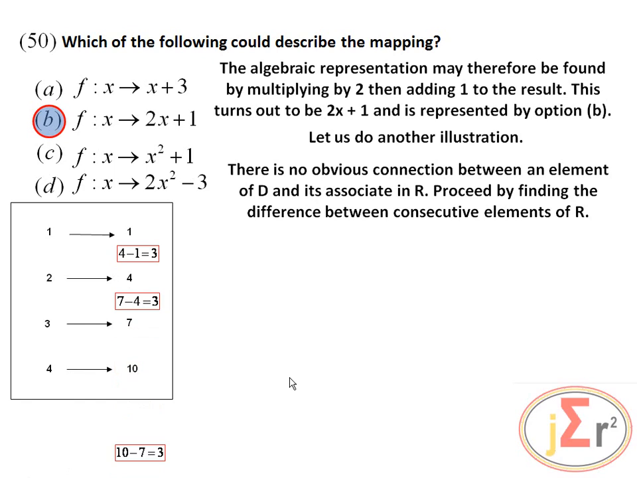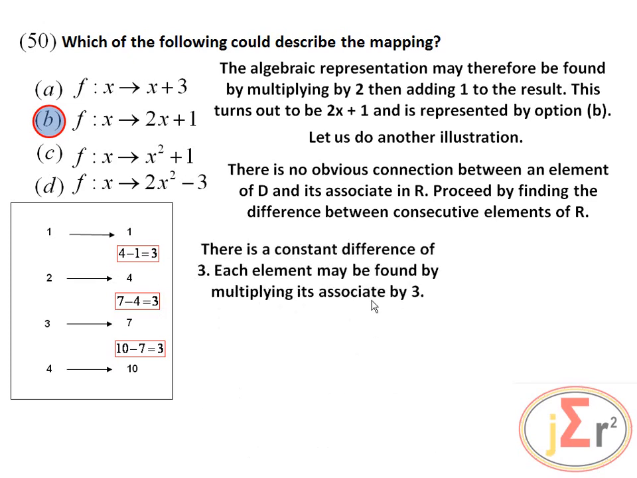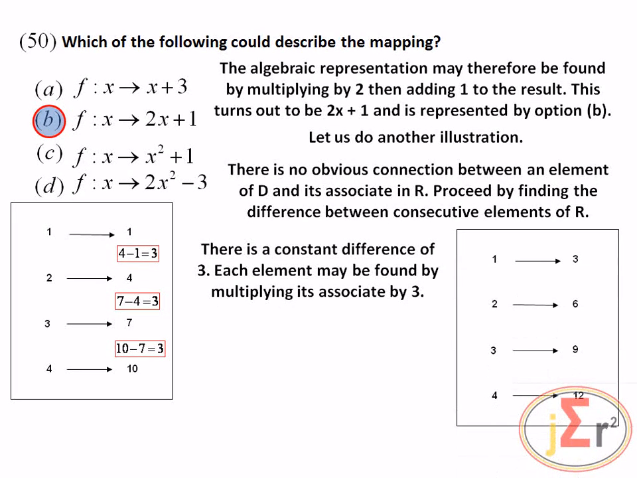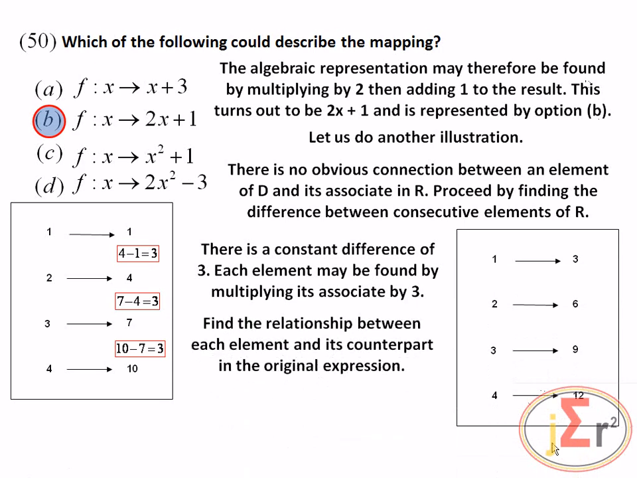So we find the difference. And when we find the difference, it is 3. What do we say if the difference is 3? We say that the difference being 3 tells us that it has something to do with multiplication by 3. There's a constant difference of 3. Each element may be found by multiplying its associate by 3. Like what we have right here. But after doing that, what follows? Because by multiplying by 3, we definitely did not get all of these. Find the relationship between each element and its counterpart in the original expression.